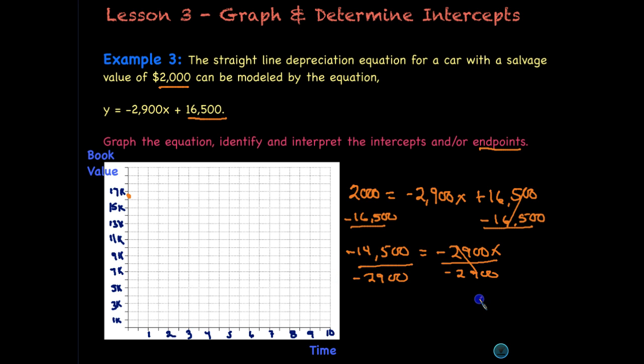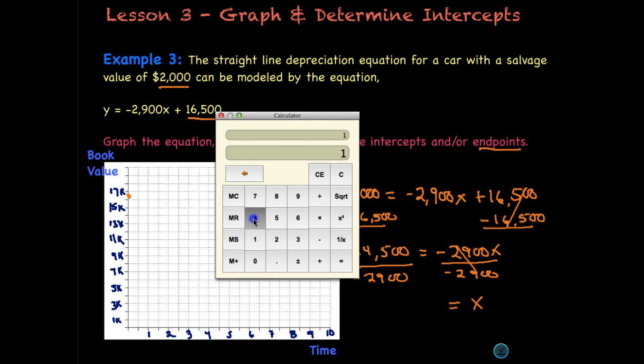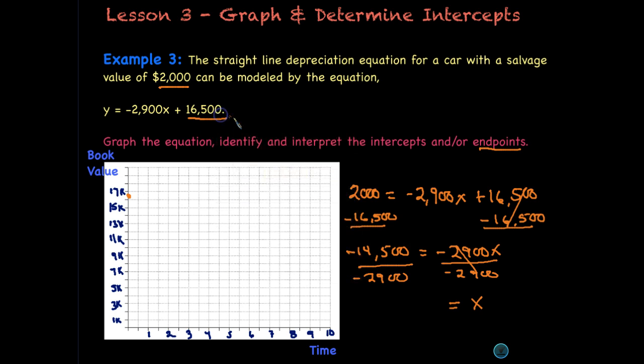These cancel out, and we can determine how long it's going to take to get to the salvage value if we divide 14,500 by 2,900, and that would be 5 years. And I know that negative divided by negative is a positive.